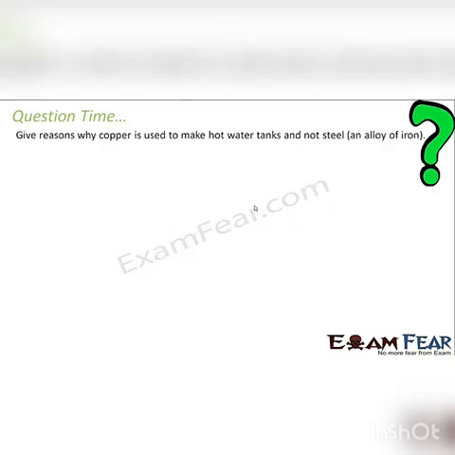Give reason why copper is used to make hot water tanks, not steel. I mean, we don't use iron to make hot water tanks. If you see the geysers in homes, the hot water geysers, copper is used there. Iron is not used. Why?